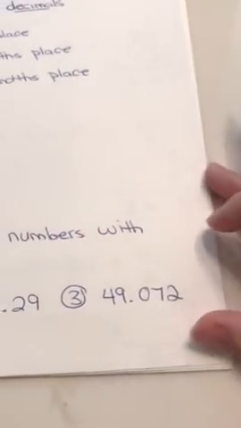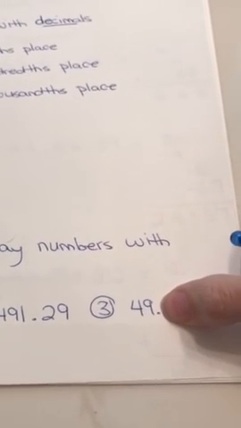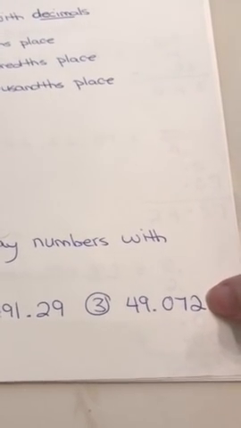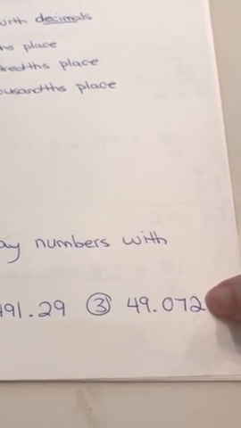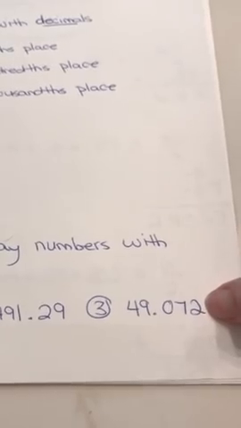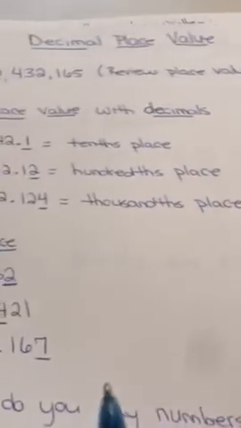If I look at number 3, I cover it up, that's a regular 49. Okay, if I remove my thumb, I would say 49 and 72 thousandths because it goes up to the thousandths place. Okay, all right.